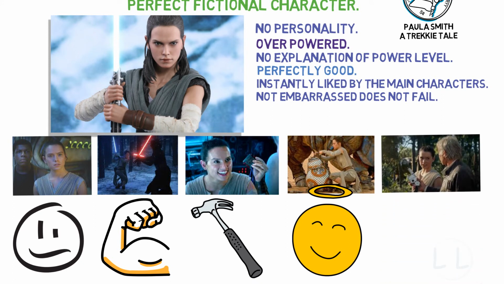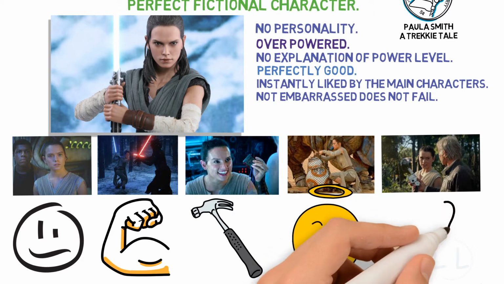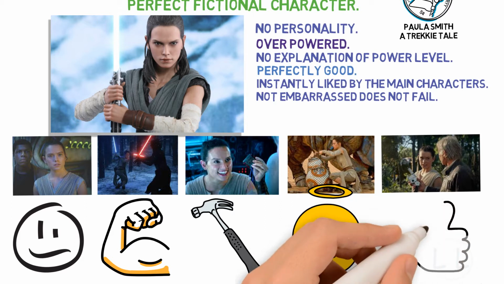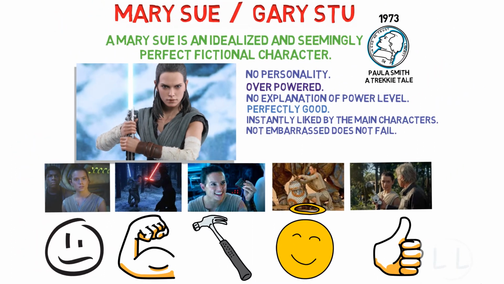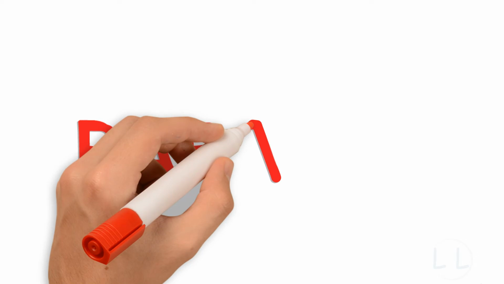Not embarrassed, does not fail. Basically, this person will be liked by every single character, all the good guys or bad guys. Hey, you want to join my team? Here's a gun. You're on my team. I don't even know you, but doesn't matter. You're cool. That's a Mary Sue. They're perfect and they're boring. Next we have a Paragon.